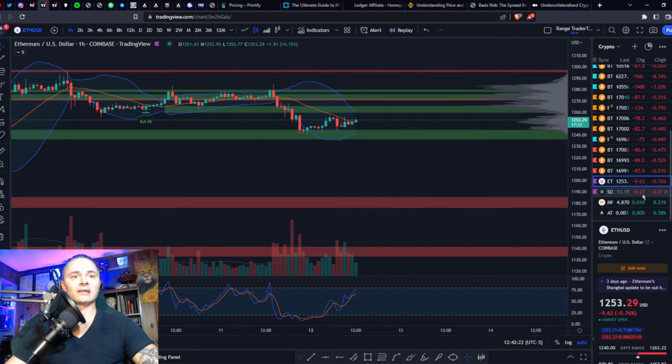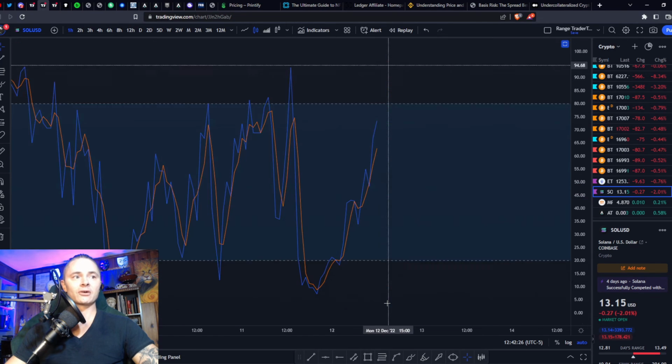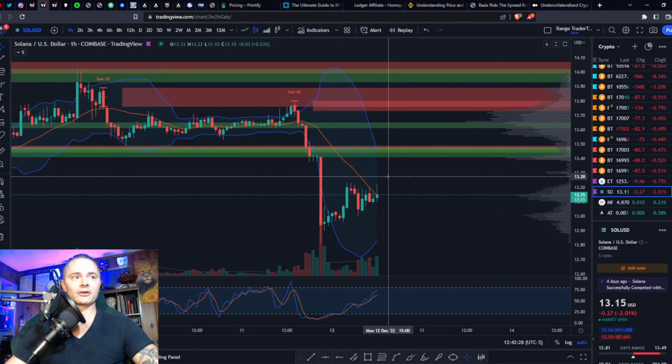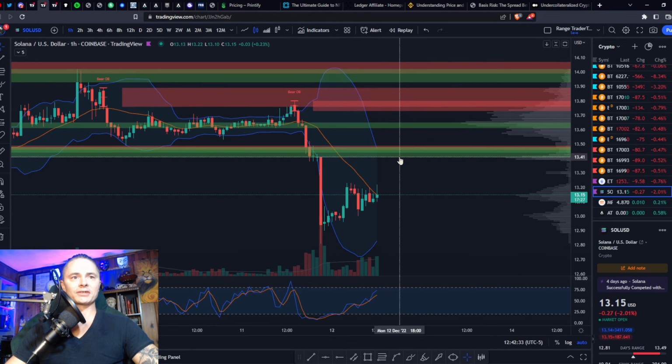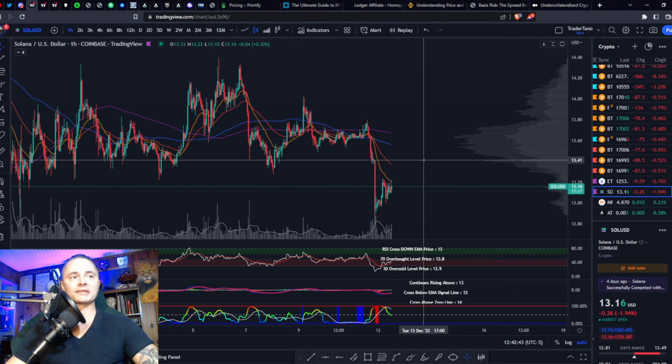All right, for Solana, we're far below any blocks. Stochastic is pointed to the upside. Like I said, there could be more in this bounce. We're going to have major resistance at that 1341 level. Now, what does that coincide with? 1341. Basically our 50. Okay, so we're going to have major resistance there. That could be where we get rejected from.